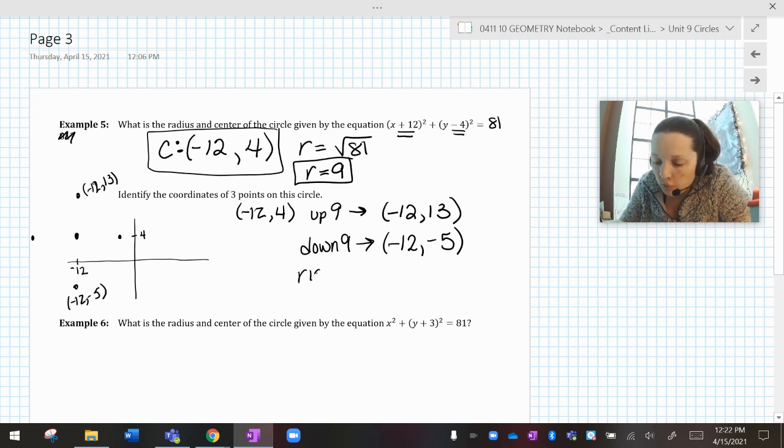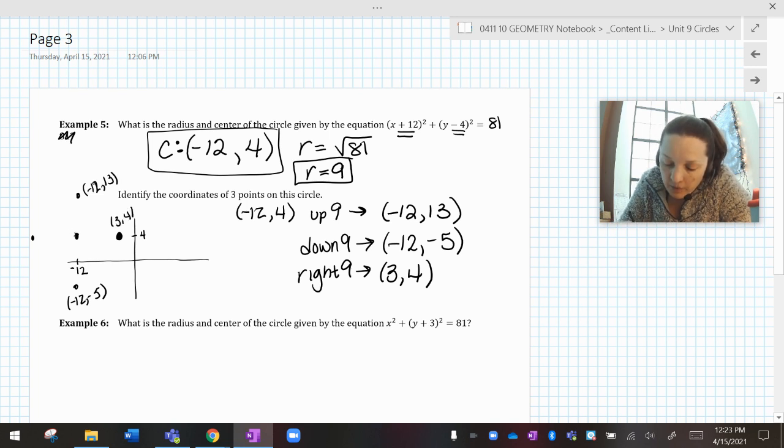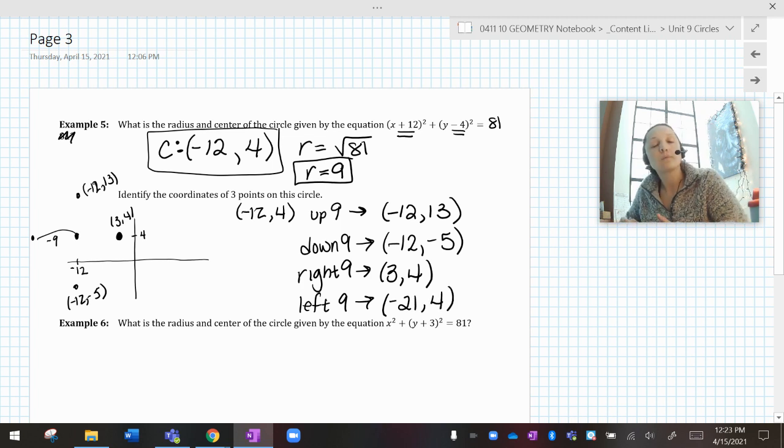Well, what if instead I went right 9? Well, if I went right 9, I'd be adding 9 to x. So that'd be the point 3, 4. And if I went left 9, I'd be subtracting 9 from x. Negative 12 minus 9 is negative 21, 4.